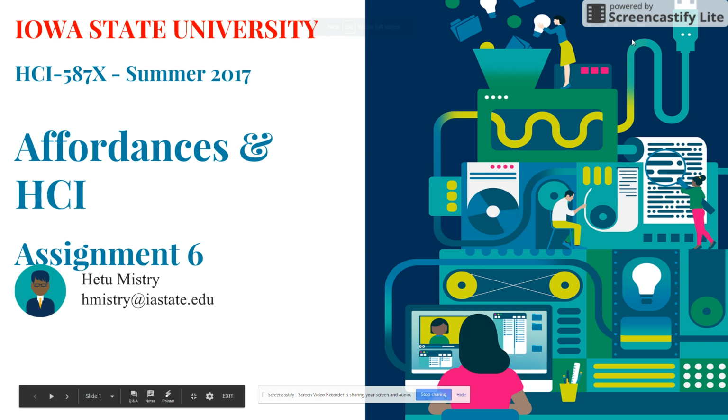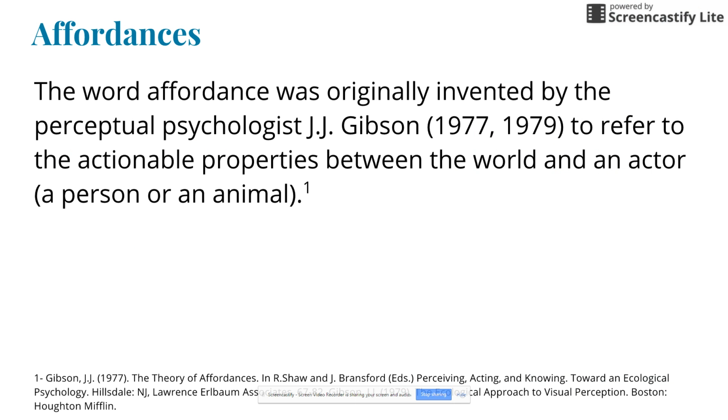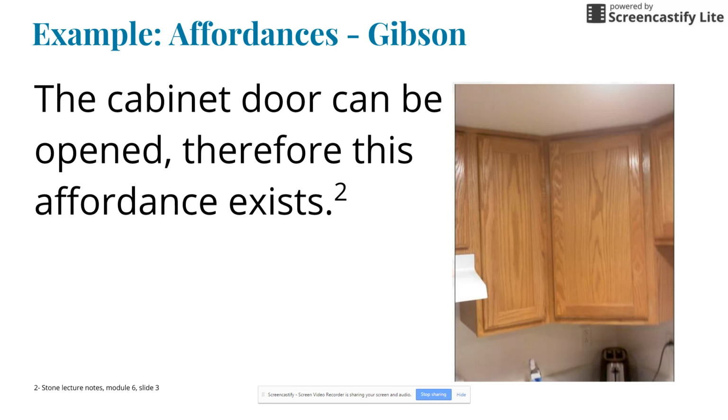Hello everyone. Today we are going to talk about affordances and HCI. The term affordance was originally invented by J.J. Gibson in the late 1970s to refer to actionable properties between the world and an actor, and the actor could be anything, a person or an animal. So let's take a look at an example of affordances, right?